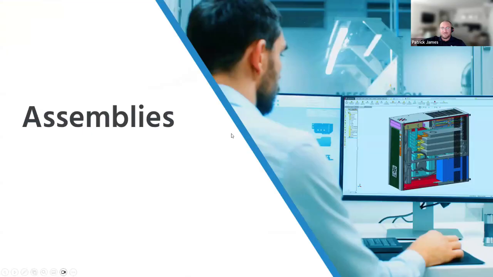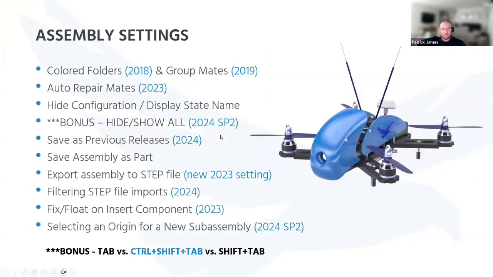All right, moving on to assemblies. So a handful of different things in assemblies: some hide and show options, some different mate options, some colored folders. I'll get to a bunch of these in here, but I'll come back to this one so I don't skip anything. But first, I'll start with some colored folders.